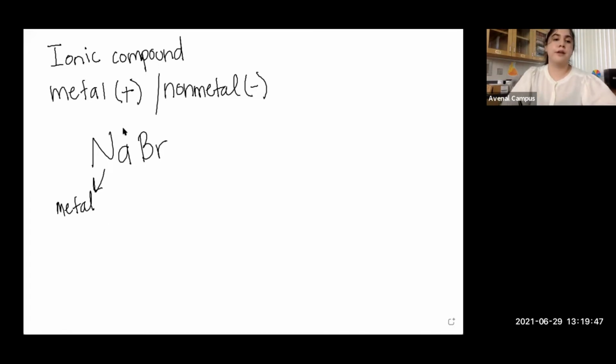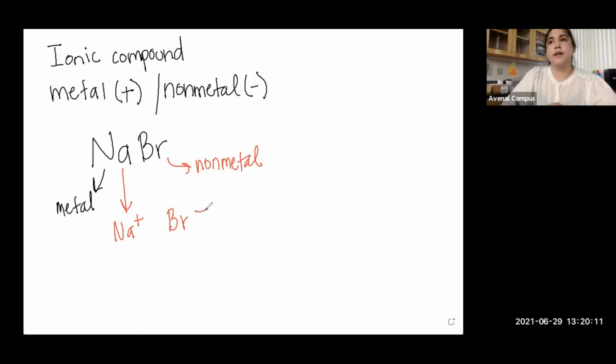So I'll write it in red. So we know that Na is a +1 charge. And remember, we can just annotate it with a plus sign. Bromine, on the other hand, is this a nonmetal or a metal? It's a nonmetal. What charge does bromine have? A negative, right? So the way that we write that is Br negative.